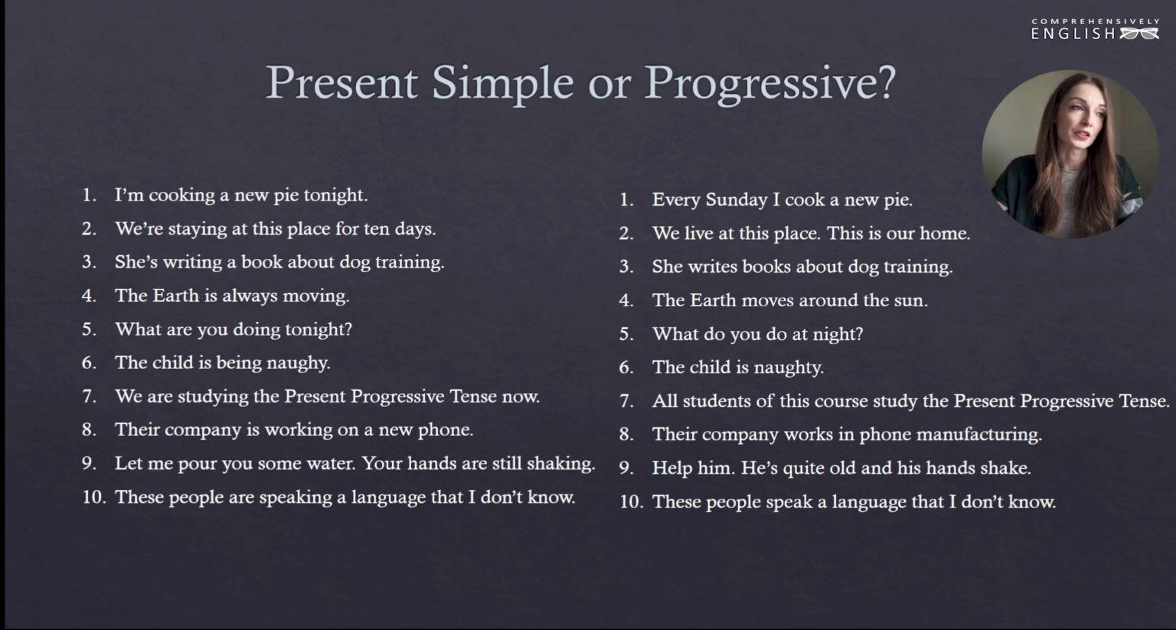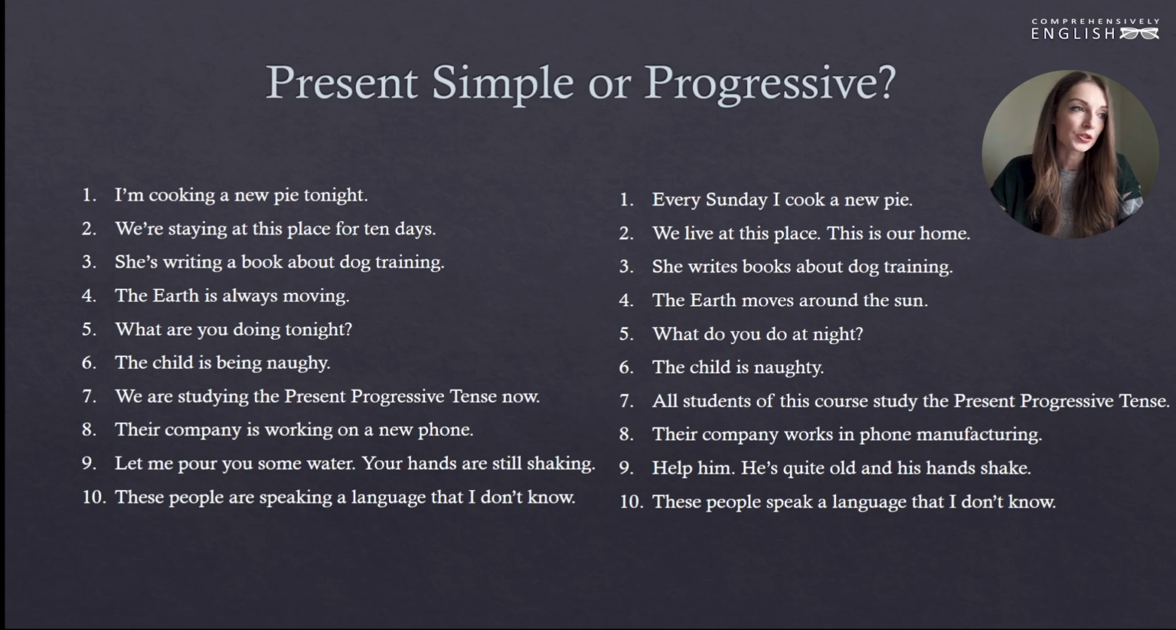We are staying at this place for 10 days. That's a temporary situation. Only for these 10 days. We live at this place. This is our home. That's a permanent situation. That's where we live. She's writing a book about dog training. A temporary situation. It's her current project. She writes books about dog training. That's what she does as her job, or that's what she does every day.